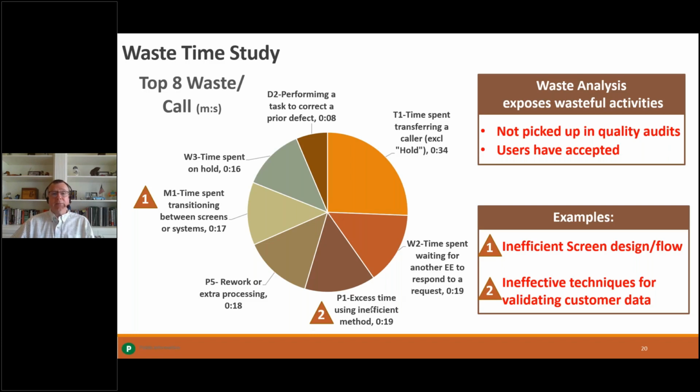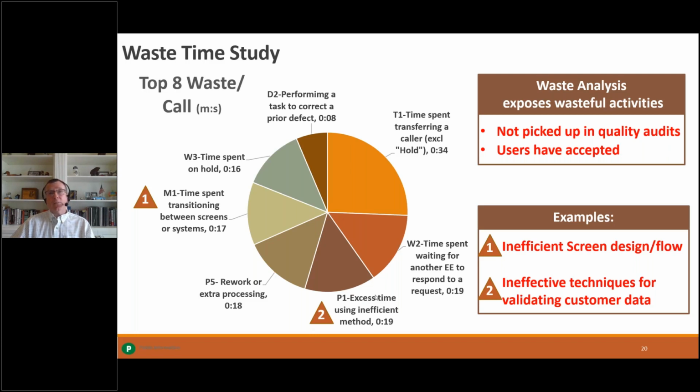And then this excessive time using an inefficient method. This is a case where I think I talked about it earlier. The system provided the information to the agent on the customer's name and information. The agent would ask the customer to communicate their information. They would look on the screen, see it matched, and they were able to go forward.